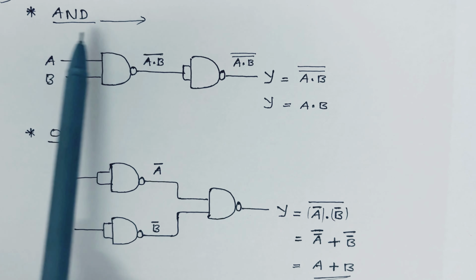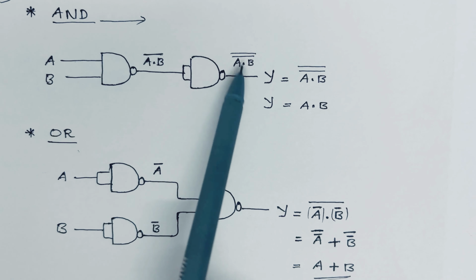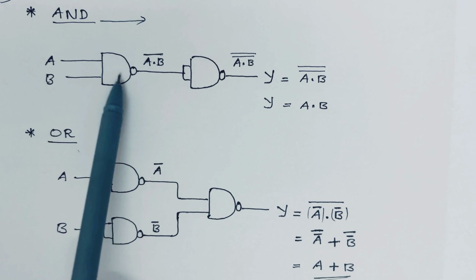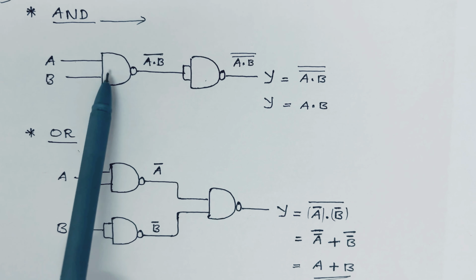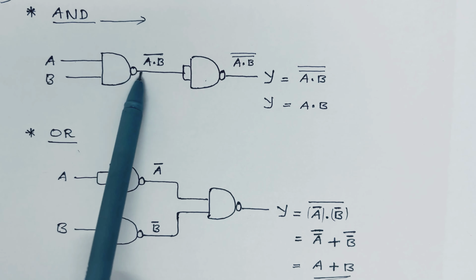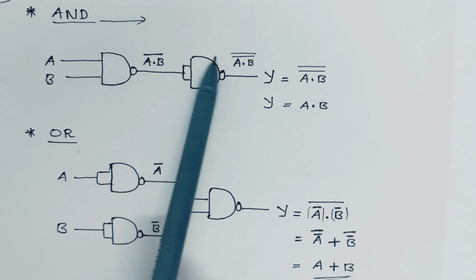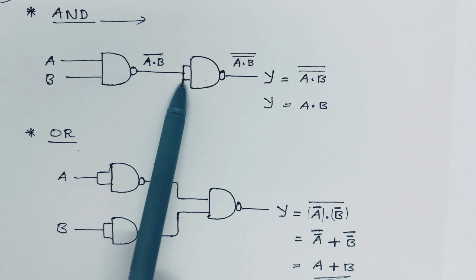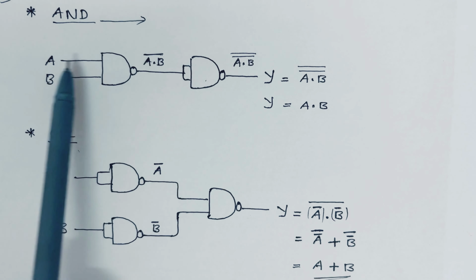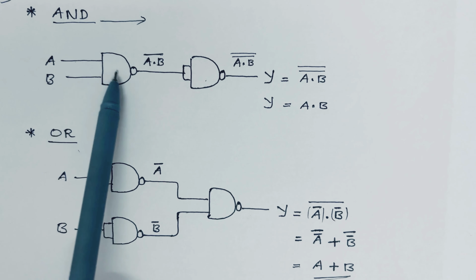Now we are going to see how to implement an AND gate using NAND gates. This is the circuit diagram of an AND gate using NAND gates. Two NAND gates are used here. To the first NAND gate we give two inputs A and B, and the output of this first NAND gate is given to the second NAND gate whose inputs are shorted. If the inputs are shorted, it works as a NOT gate, which we already discussed.